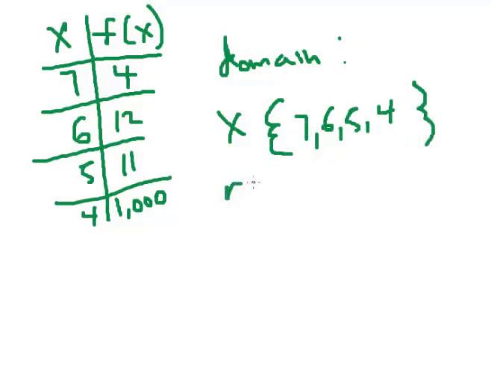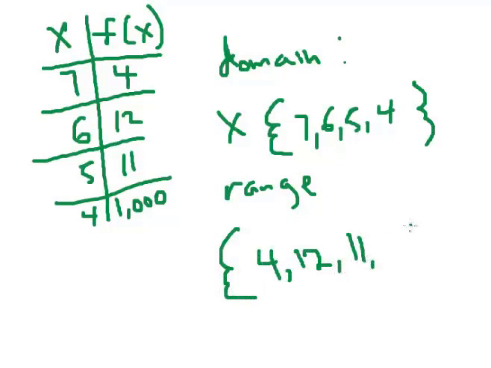Now the range. What are the possible values for the range? 4, 12, 11, and 1,000. For this particular function, whatever it is, and again, there might be some crazy equation that would fit all these criteria, or there might not be, I don't know. But whatever it is, you have a certain set of values possible in the domain, and a certain set of values possible in the range.